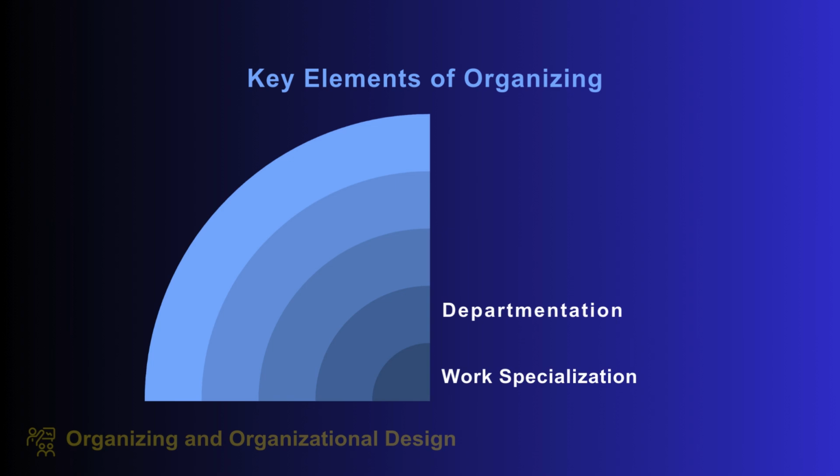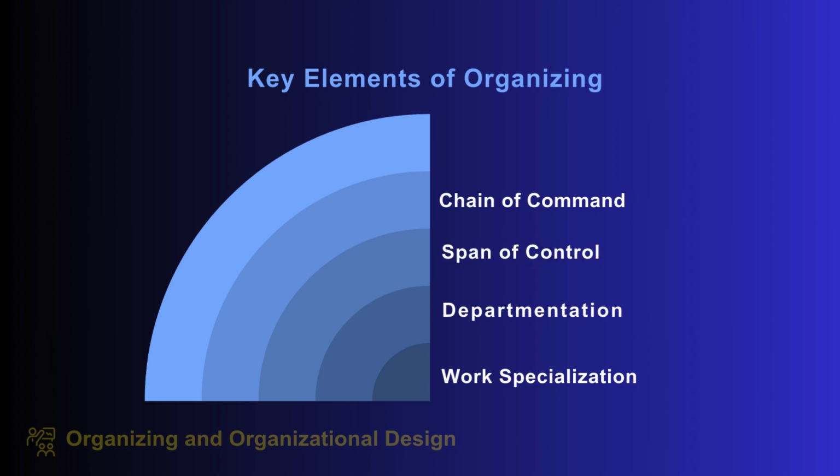Departmentation. This refers to how tasks are grouped together. Common methods include functional, divisional, and matrix structures, each with its advantages and challenges. Chain of command. This establishes the hierarchy within an organization, defining who reports to whom. A clear chain of command helps in maintaining order and accountability.